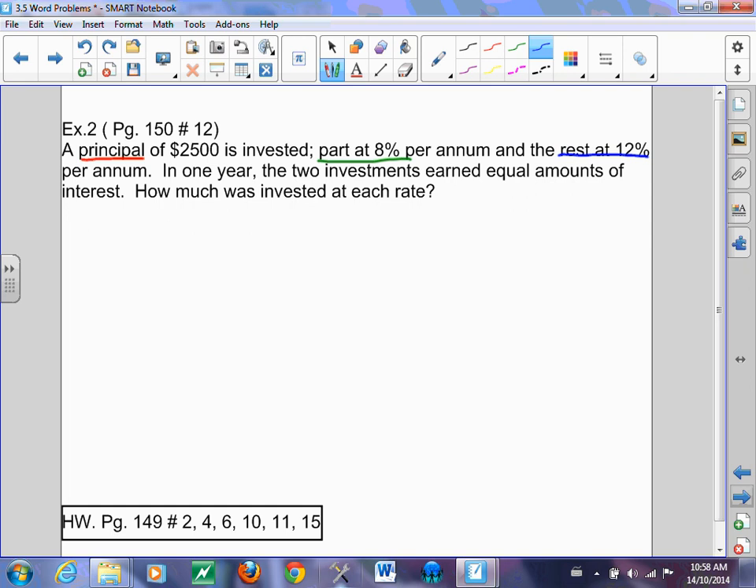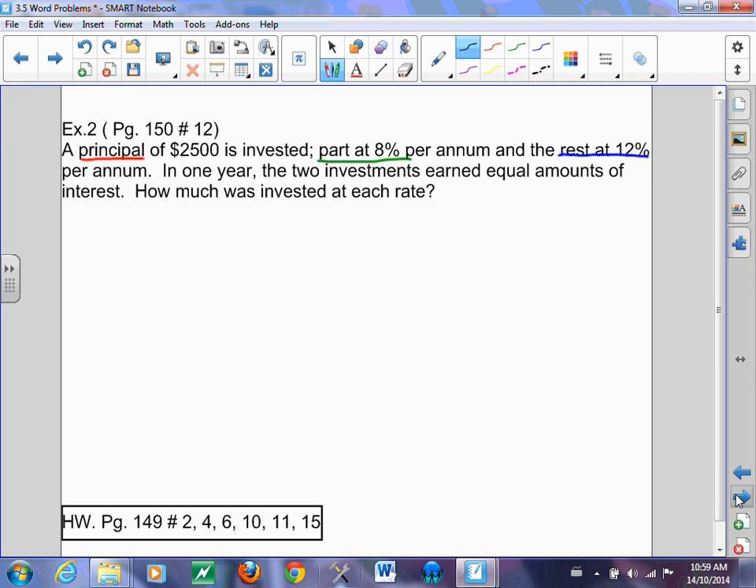So in 1 year, the two investments earned equal amounts of interest. How much was invested at each rate? Now this is a tricky question, and unless you've got a bit of information, you'd probably be able to get the first one done, but the second equation is pretty tricky, so that's why we do it together as a class. Okay, so what does it say? The question says how much was invested at each rate.